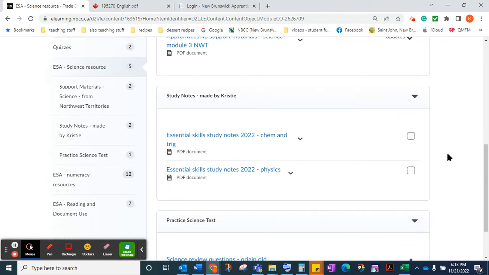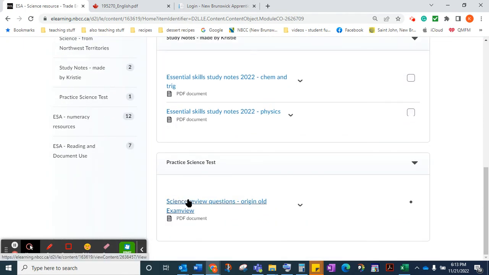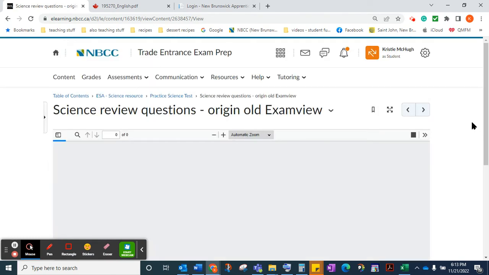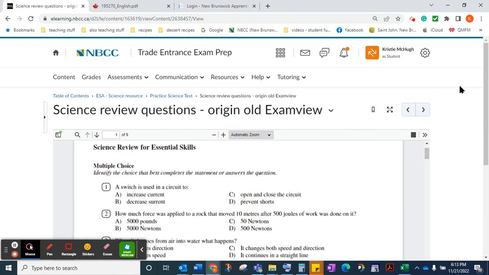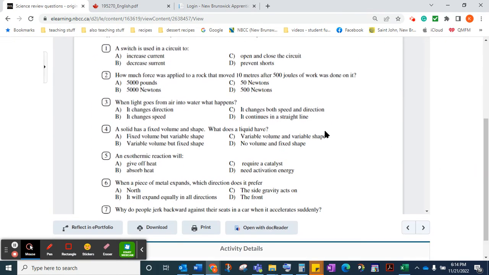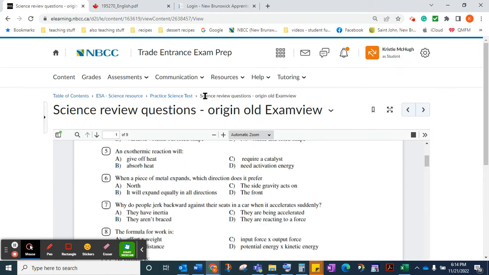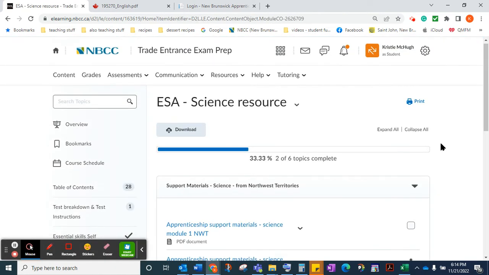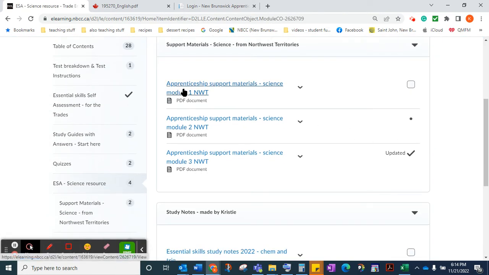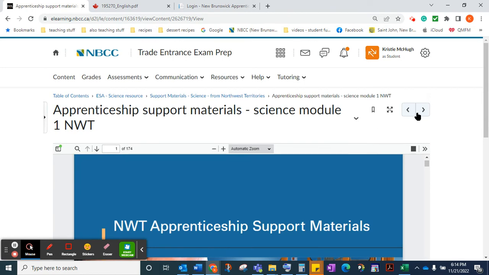Sometimes that's not enough for people. Okay, there's some practice questions down here that came from an old resource, and there's practice questions there. The back has some answers. I would definitely do those as well. And then, what students like a lot, I just came across this year, there's modules from apprenticeship in Northwest Territories.